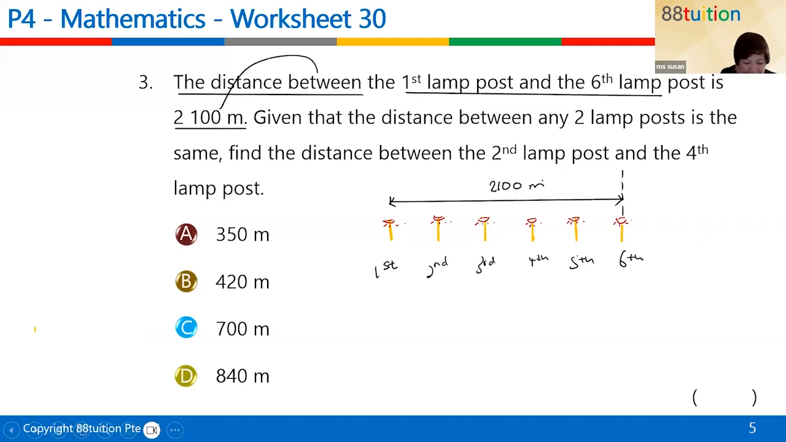2,100 meters. But do you realize something here? If I use my highlighter to shade the distance apart, can I say this is 1 unit apart? If I were to label this as 1 unit, for example, I say this is 1U, 2U, 3U, 4U, 5U. You will notice something. Why are there 6 lampposts, but yet only 5 units apart?